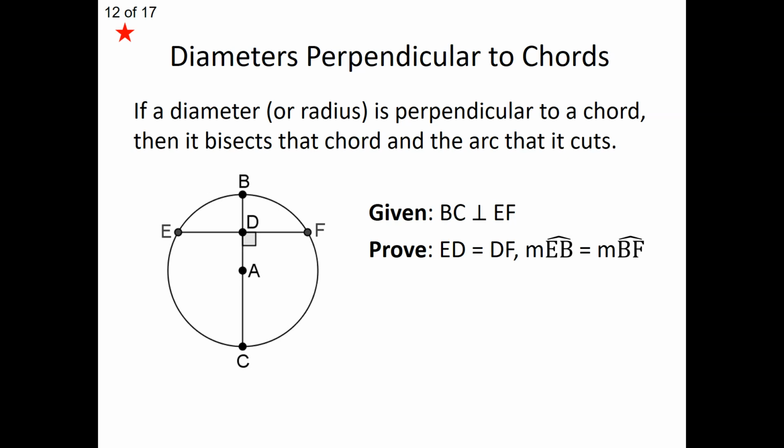Let's take a look at this theorem. If a diameter or radius is perpendicular to a chord, then it bisects that chord and the arc that it cuts. And so we're given here that BC, our diameter, is perpendicular to our chord EF. We're actually going to prove two things. The first thing is we're going to prove that ED is going to be equal to DF. We're going to prove that D is the midpoint of that given chord, but also that it does cut these arcs here into equal measure as well, that the measure of EB will equal the measure of BF as well. Let's take a look at that proof.